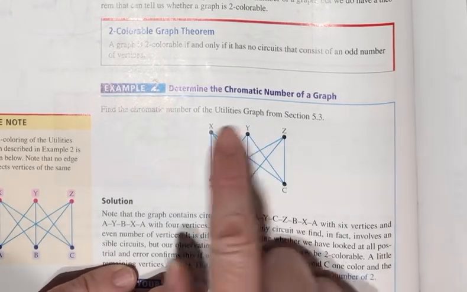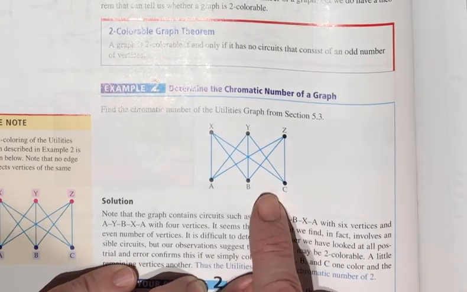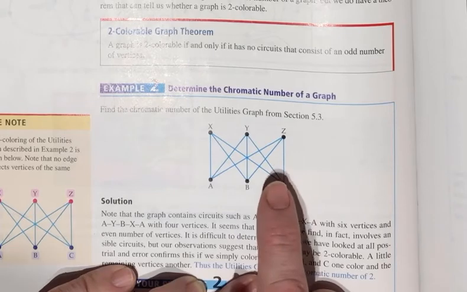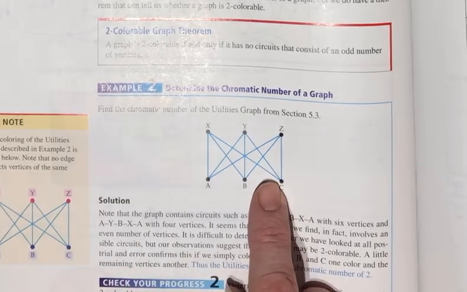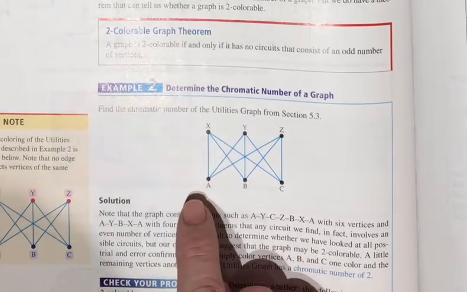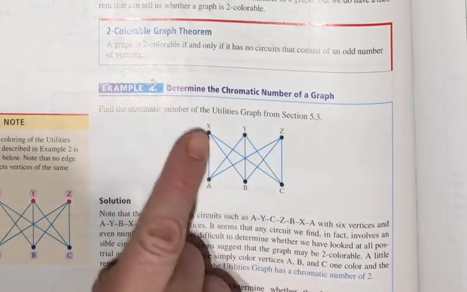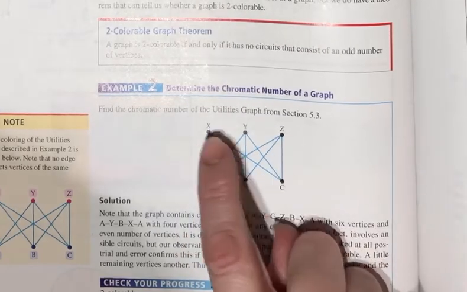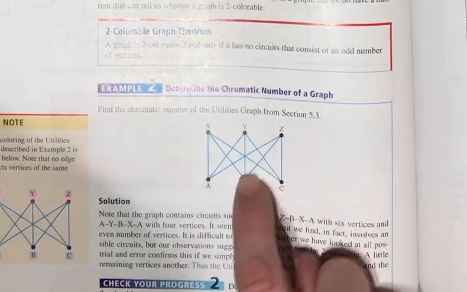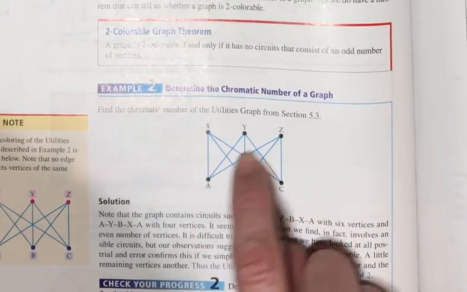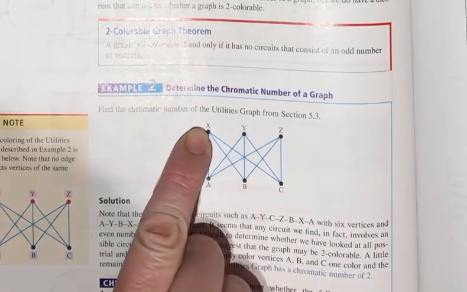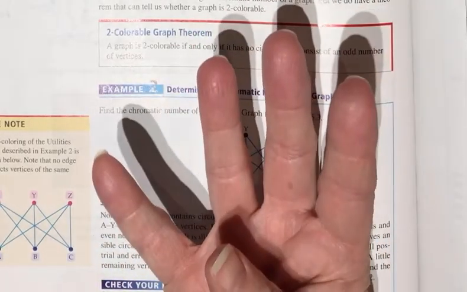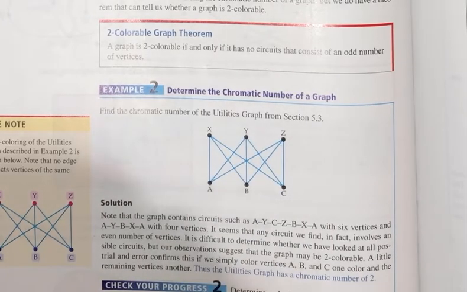Now we know that this graph is the utility graph, and we know that this graph is not planar. And so there is no guarantee that it's going to take 4 colors. But if you start to go through and look at the circuits, if I start at X, A, Z, now I can't come back here. I have to go either to B or to C. So if I did X, A, Z, B, X, that's 4, okay? So that's an even number.